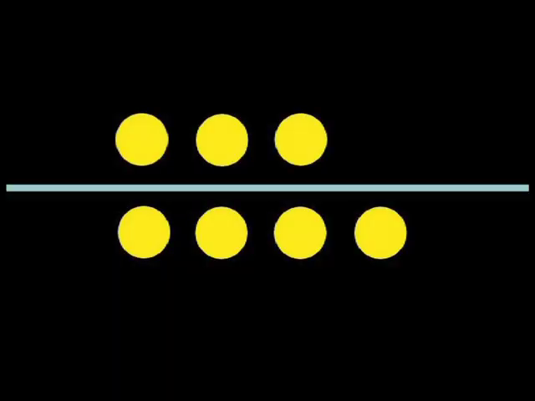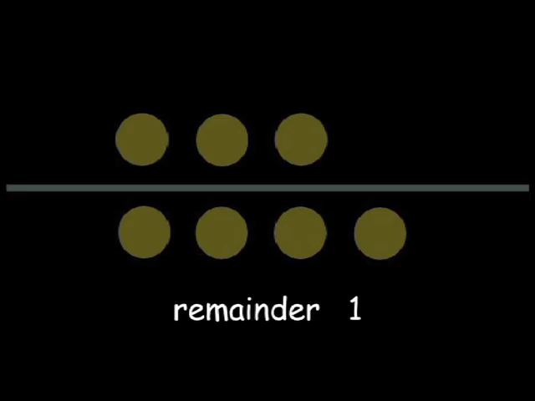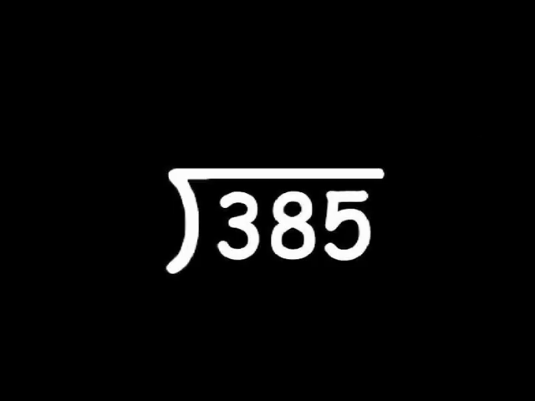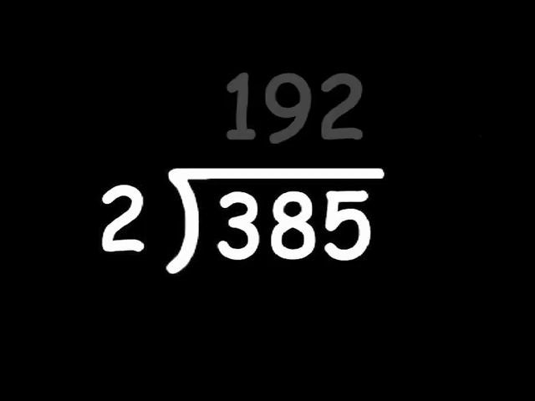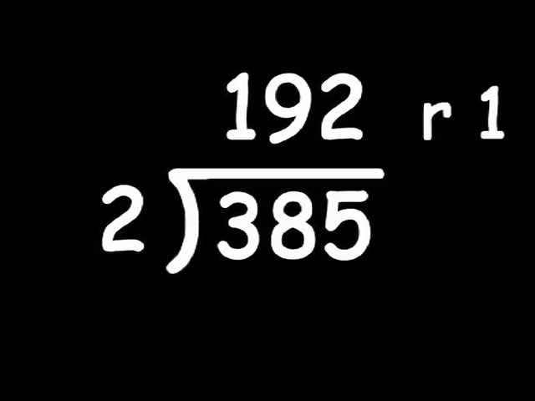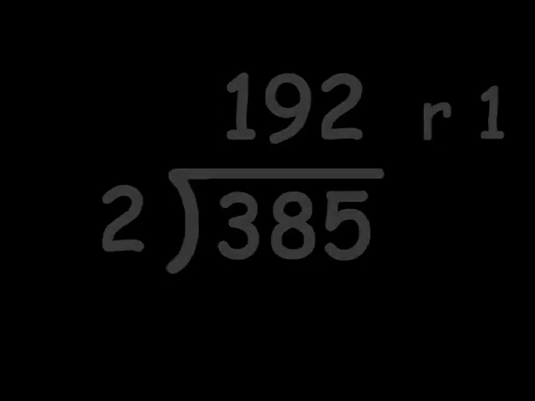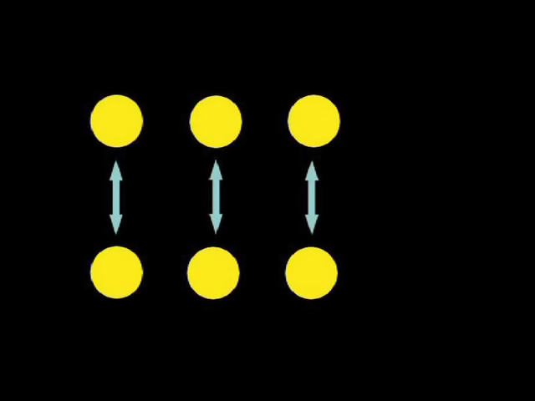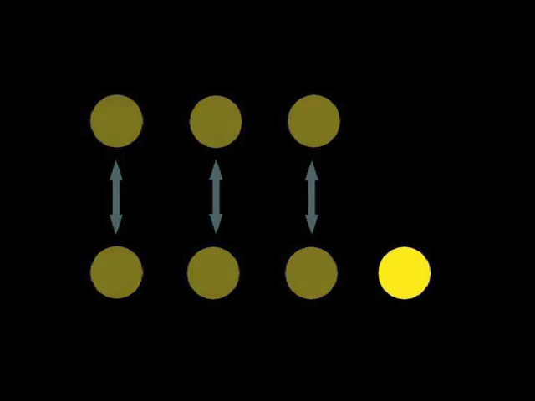When you divide an odd number by 2, there is always 1 left over, always a remainder of 1. Here's an example: 385 divided by 2. And the answer is 192, remainder 1. Another way of thinking of even numbers is that they all make pairs. With odd numbers, there is always an extra one left over.